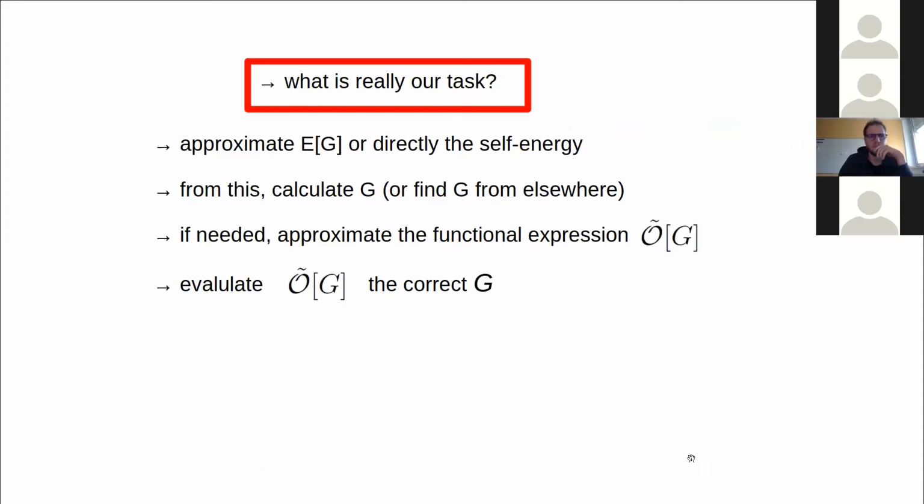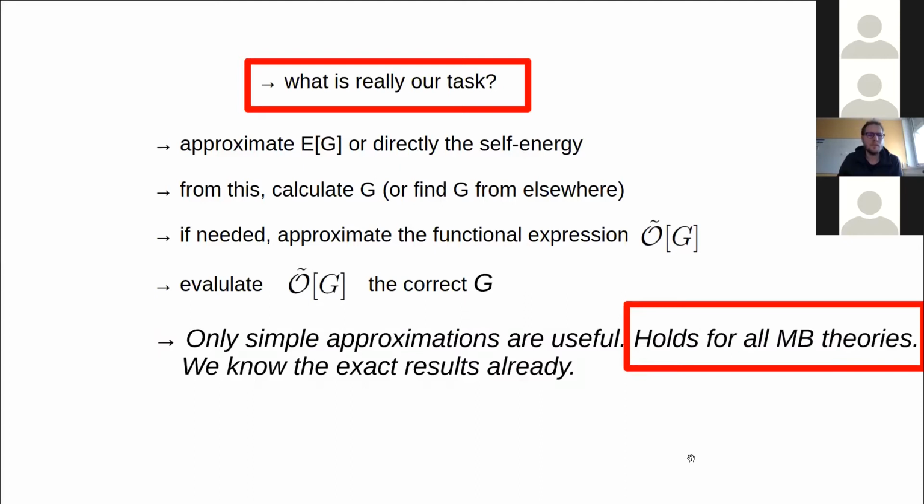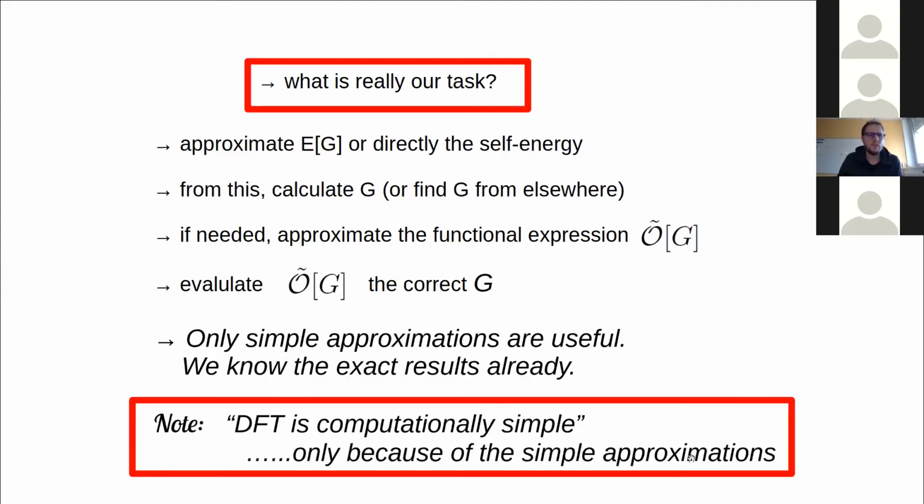So if we look at that, we have some observables that we know explicitly and others that we do not know. But what is sure is that we are looking for approximations that are simple. Because as I have shown you before, we actually know the exact results, right? I mean, we know the exact observables in terms of the many-body wave function or in terms of the external potential. So we are not looking for exact results here. We are looking for approximations. And for these approximations to be competitive with the exact result, they must be simple. And this holds probably for all many-body theory. All what we do is we are heading for potentially simple approximations. And when we say that density functional theory is computationally simple, this is only because we have simple approximations.